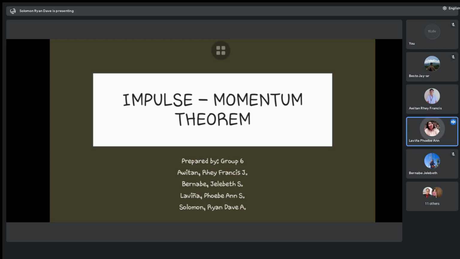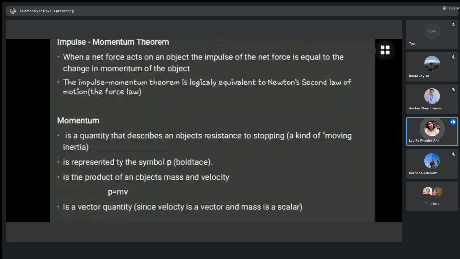Good afternoon, everyone. Our topic is the impulse momentum theorem. Impulse momentum theorem: when a net force acts on an object, the impulse of the net force is equal to the change in momentum of the object. The impulse momentum theorem is logically equivalent to Newton's first law.